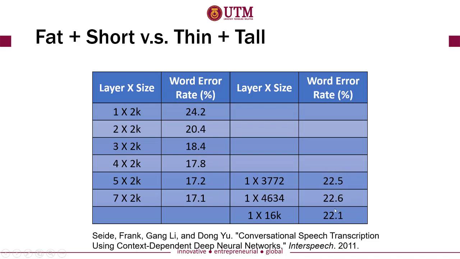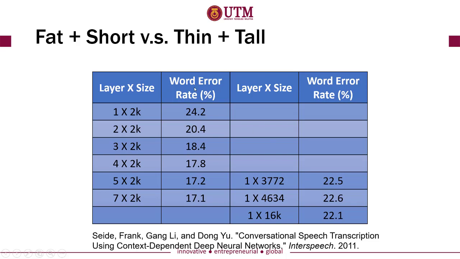Just compare this one and this one. The improvement is that it only managed to reduce the error by 0.4%. You are making the neuron count 4 times more, because 16k is 4 times more than 4000 or 3700. You just increase the neurons 4 times more than before, and you only reduce the error by 0.4%.